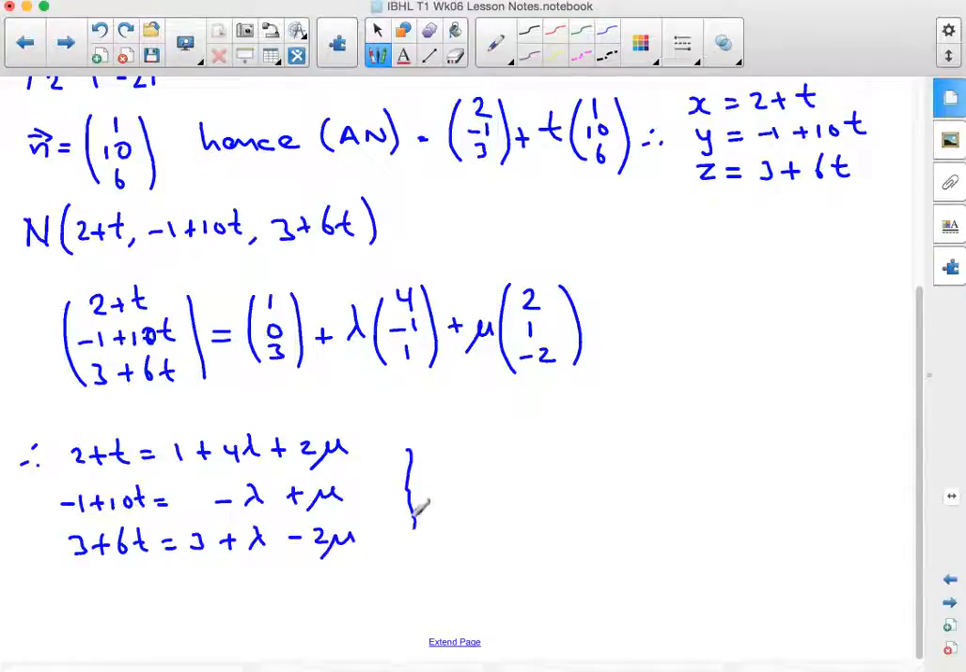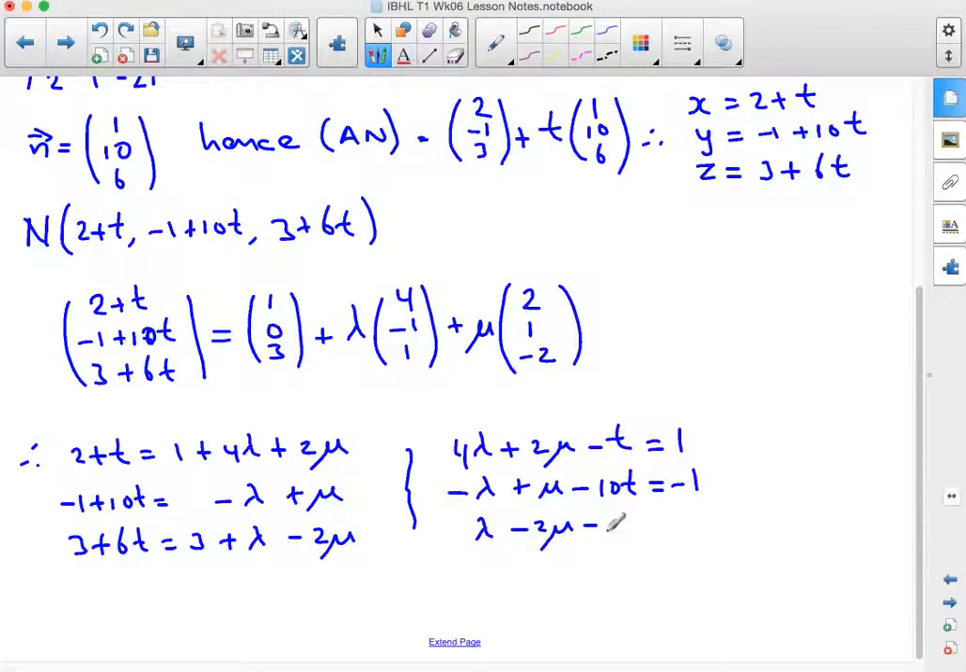If we work this out further and we rearrange so that lambda and mu and t get to one side, we can get it to be 4 lambda plus 2 mu take away t equals 1. And we would get negative lambda plus mu take away 10t equals negative 1. And for the last one we get lambda take 2 mu, and then we'll have negative 6t over here, and on the other side we can get 0.